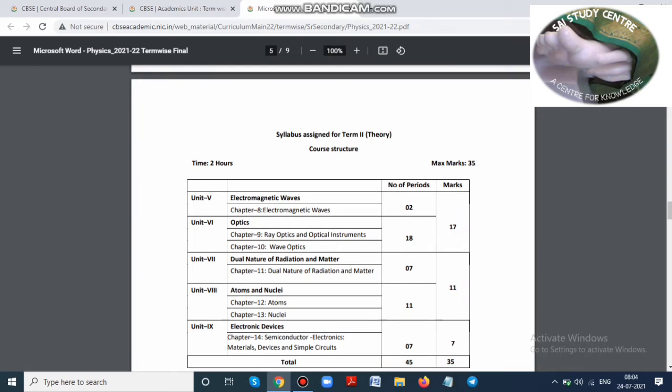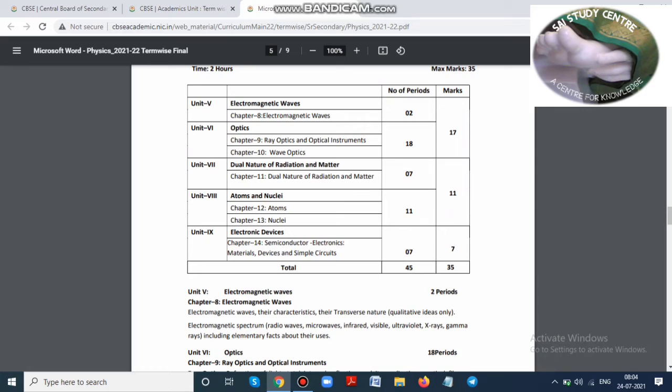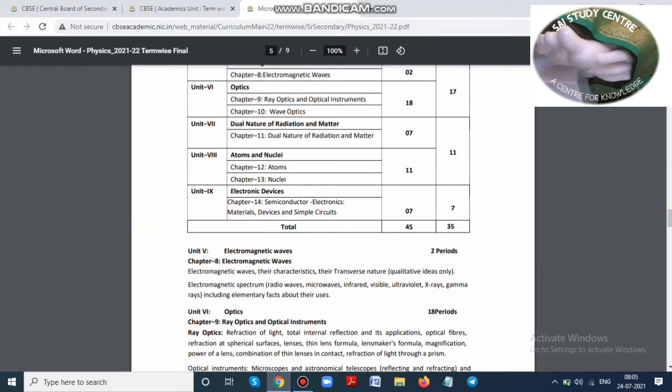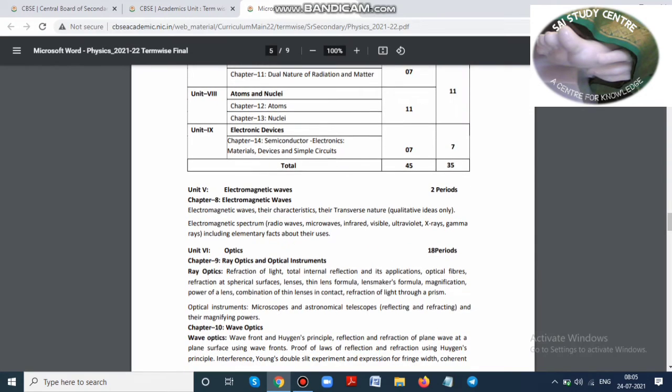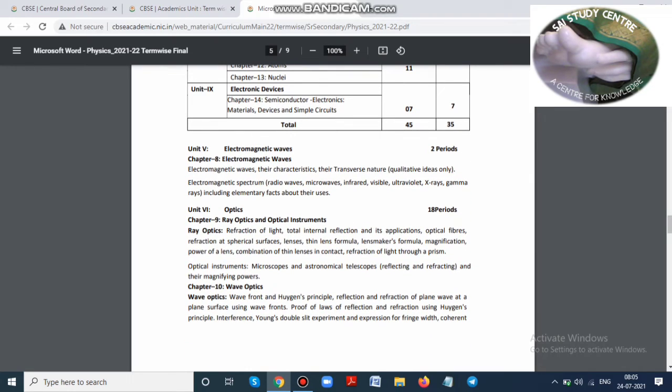When you go to your term 2 theory, it is complete theory: electromagnetic waves and optics, dual nature of matter, atoms and nuclei, and electronic devices. When we go for the theory, the same as last year, refraction of light, no reflection, refraction, TIR, application, optical fiber, refraction at spherical surfaces and lenses, thin lens formula, lens maker formula, magnification, combinations of lenses in contact, then refraction through a prism.